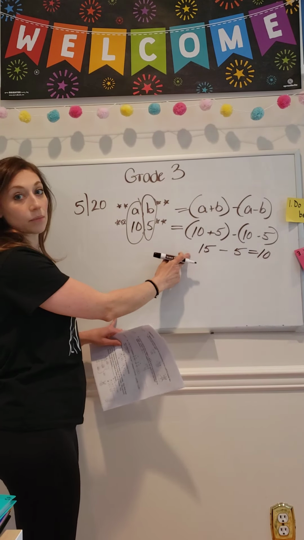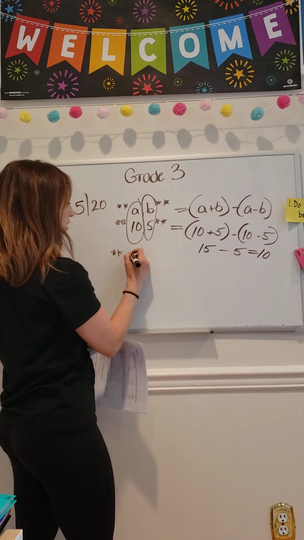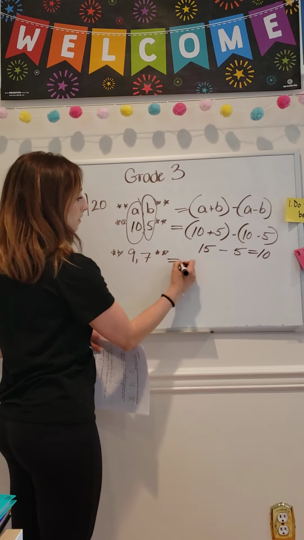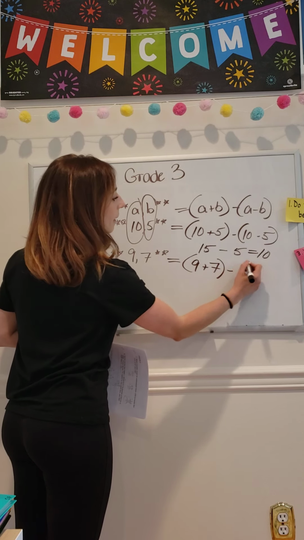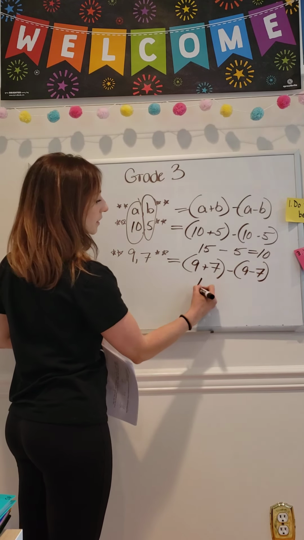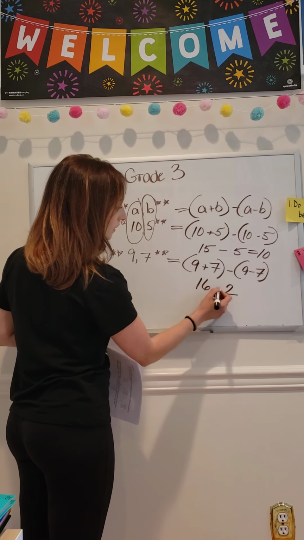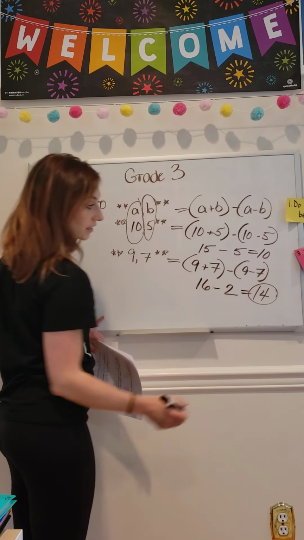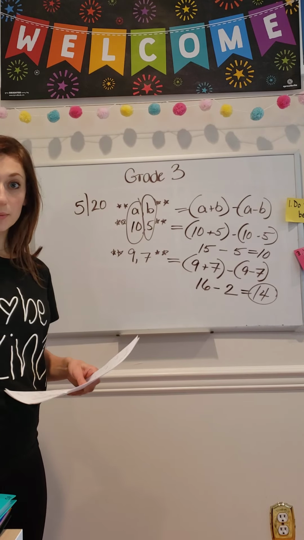That was the example. It asked you to express star, star, 9, 7, star, star in simplest form. So then I'm going to do 9 plus 7 minus 9 minus 7. 9 plus 7 is 16. 9 minus 7 is 2. 16 minus 2 is 14. And that's my final answer for the 20th. One more problem for this week.